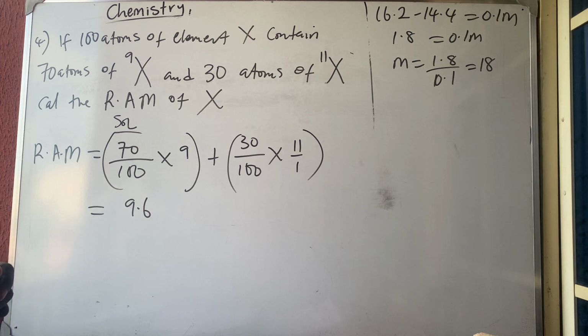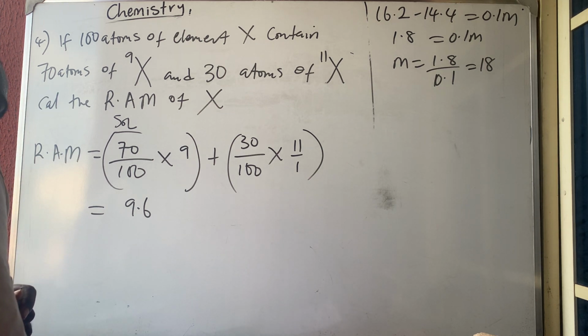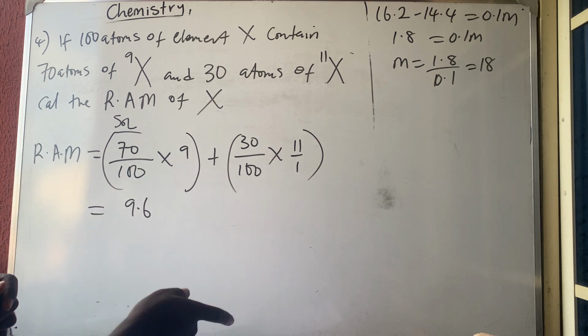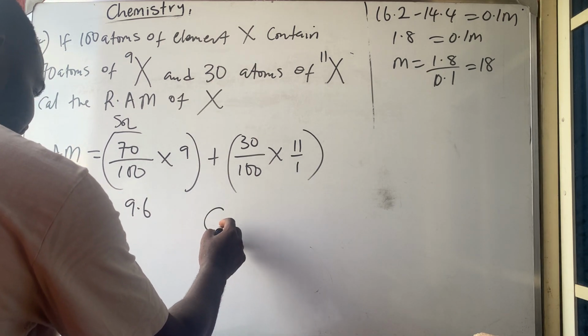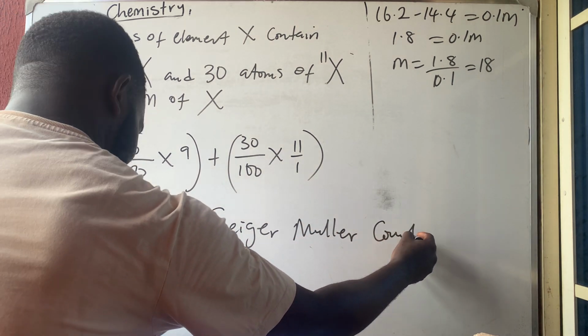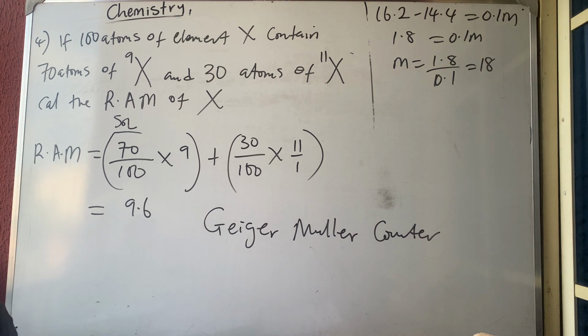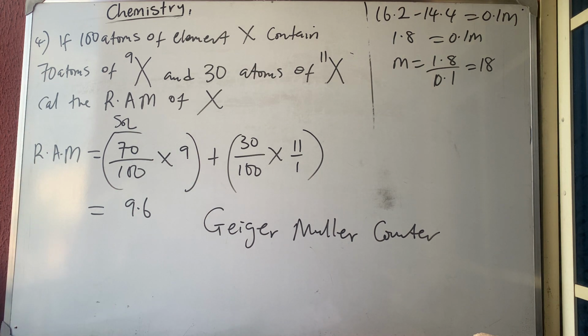As simple as that. Another question we need to get is what? Which of the following is suitable for determining different isotopes present in an element? In fact, you should know that a Geiger-Muller counter is used to determine isotopes. Okay, a Geiger-Muller counter is used to determine the isotopes of an element. That is an equipment that is used to determine the isotopes of an element. Okay. So that is that.